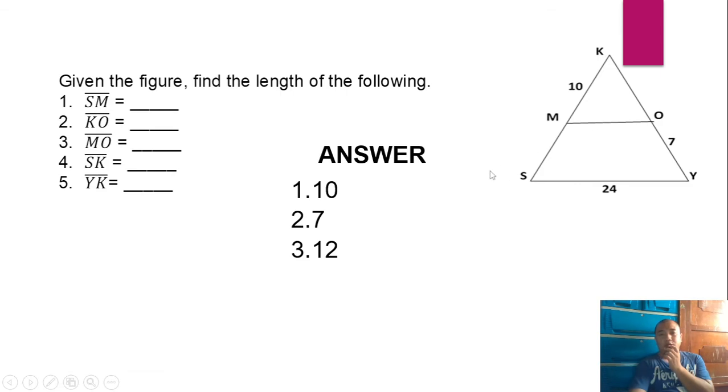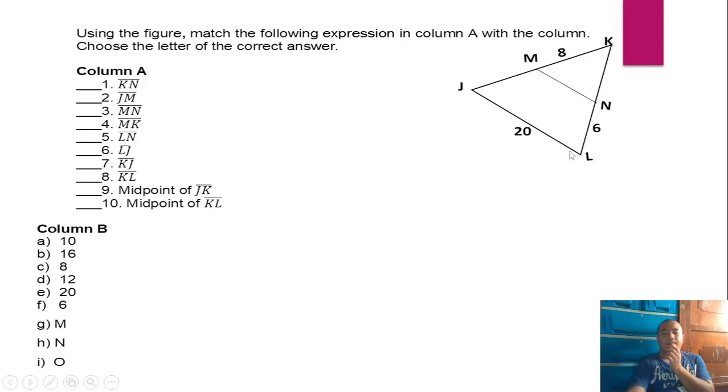By midline theorem. Number 4, what is the length of SK? Since SM is also 10, 10 plus 10 is 20. And number 5, what is the length of YK? 7 plus 7 is 14. Easy lang.